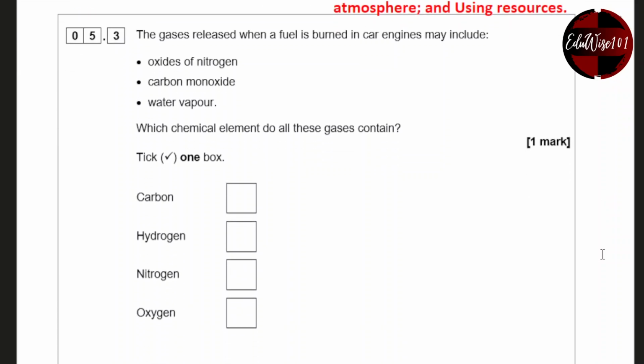5.3 The gases released when a fuel is burned in car engines may include oxides of nitrogen. So when they say oxides of nitrogen, they're referring to nitrogen monoxide or nitrogen dioxide. Carbon monoxide, which is CO. Water vapor is H2O. Which chemical element do all these gases contain? So carbon, no, that's only found in carbon monoxide. Hydrogen is found only in water. Nitrogen is found in the oxides of nitrogen. Oxygen is found in all 3.